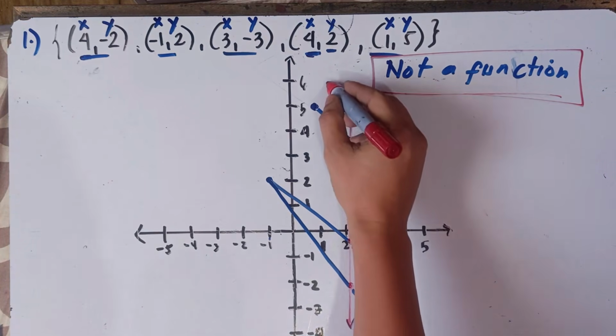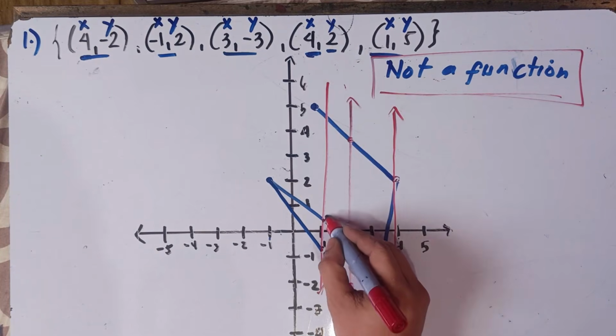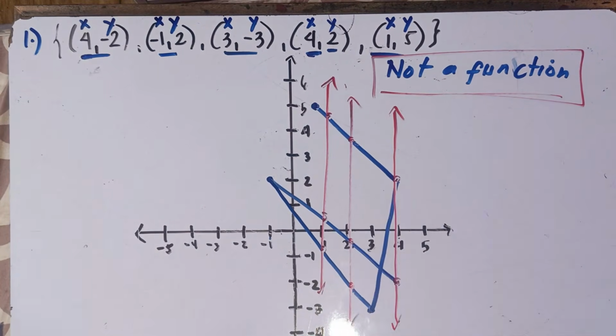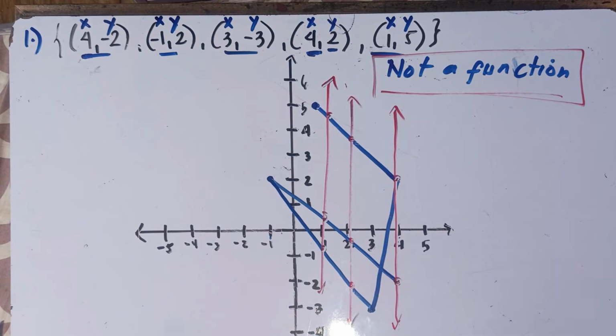Easy as that, class. Vertical line test. How many points? 1, 2, and then 3. We have 3 points. So 2 or more points lie on the same vertical line. Therefore, class, this will not be a function. That's it, class. Easy as that, with regards to example number 1.